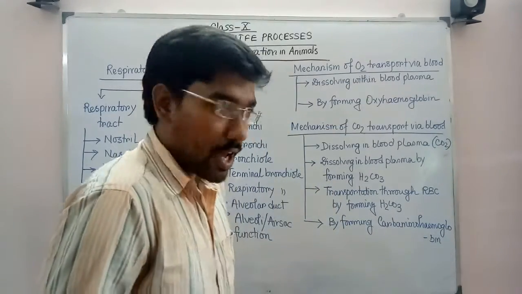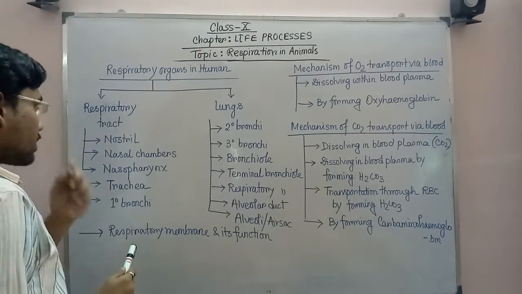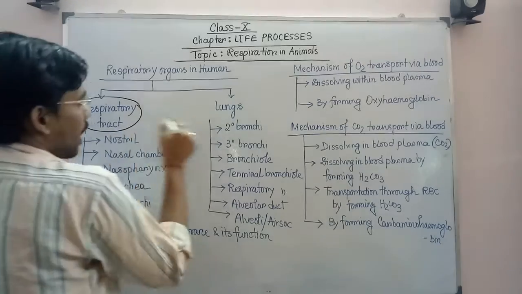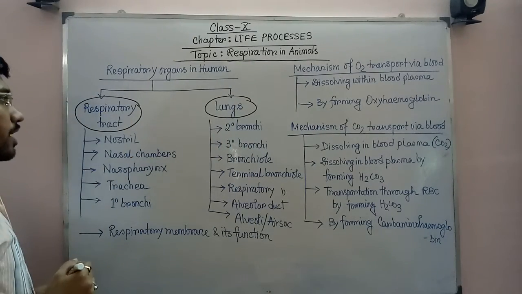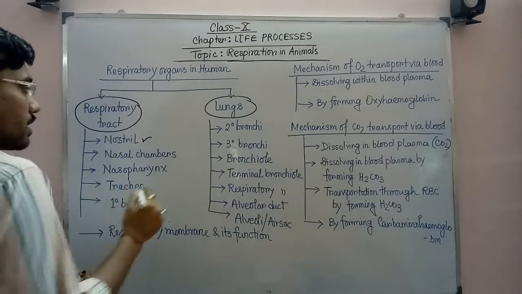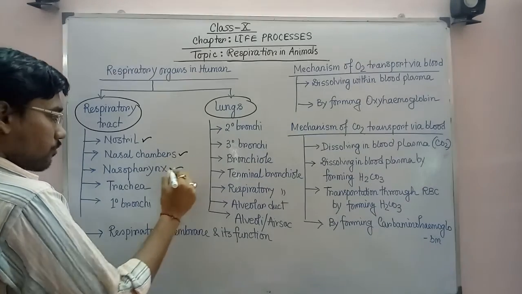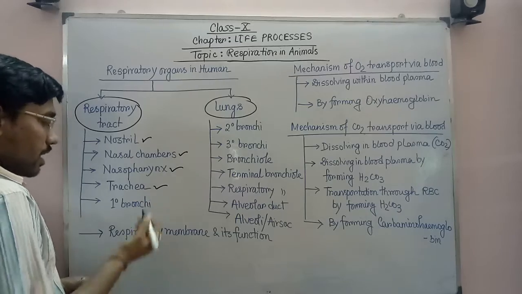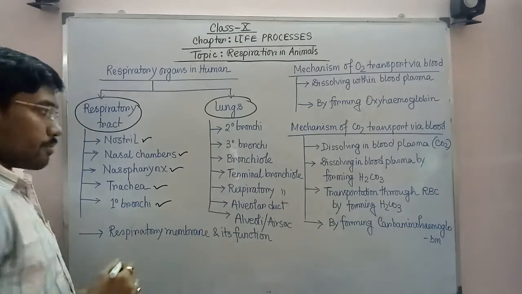First of all, today I will be showing you the respiratory organs present in humans. First, I have segregated the respiratory organs into two parts. One is the respiratory tract, another one is the lungs. Clear? So in the respiratory tract, we can understand which portions come. First, nostril. Second, nasal chamber. Third, after the nasal chamber, nasopharynx comes. Then the trachea, which can also be called the air tract. And from the trachea, it branches or bifurcates into primary bronchi.